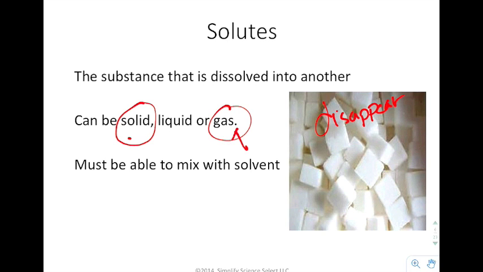So can we dissolve carbon dioxide in water to make carbonated water or some sort of soda? Can we dissolve solids in water like sugar or something like that? And they tend to disappear in the sense that you don't really see them, but they are still present in the solution. So they have to be able to mix with the solvent.